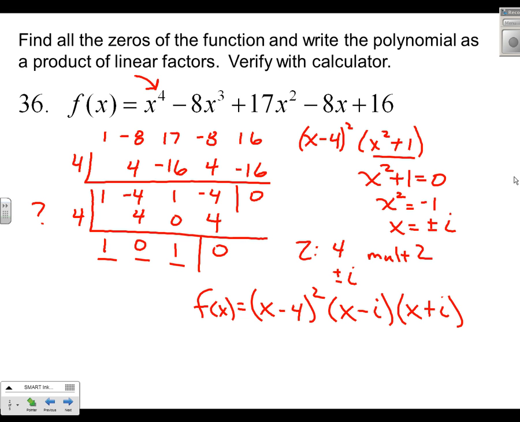Graphing calculator, pretty handy. Again, if we didn't have it, we'd have to just start running through all of our factors of 16 divided by all of our factors of 1. Eventually, we'd try 4, and then we'd have to ultimately try 4 again. So love those graphing calculators.